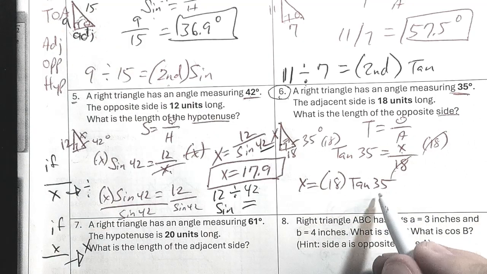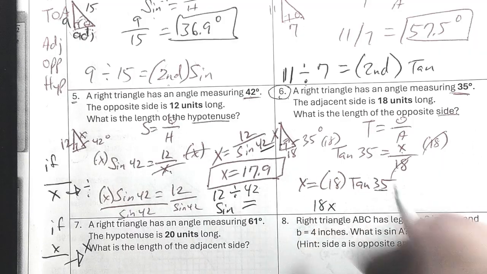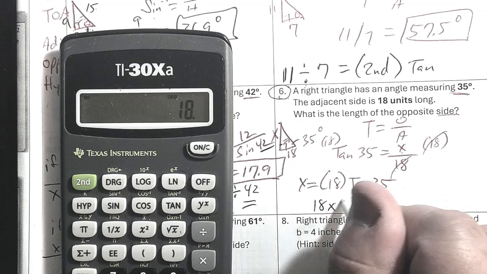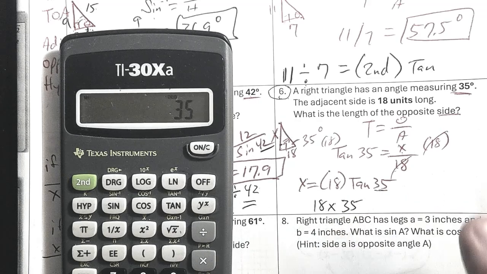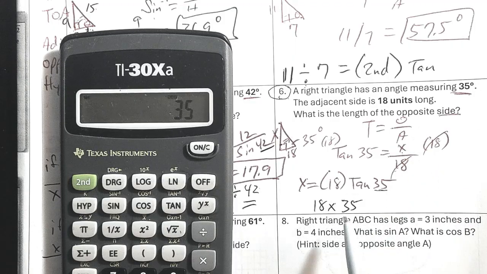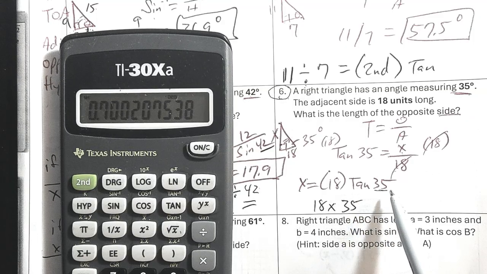So hopefully if you're paying attention on the calculator, you know you're going to put the number first. So it's going to be 18 times 35. Do not hit equals because 18 times 35 is a big old number and we're only looking for the opposite side. So we're going to hit tan. That is the tangent of a 35-degree angle, which is 0.7. So now we have to hit equals.